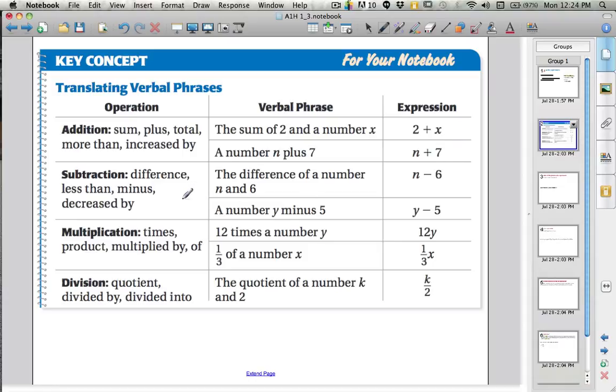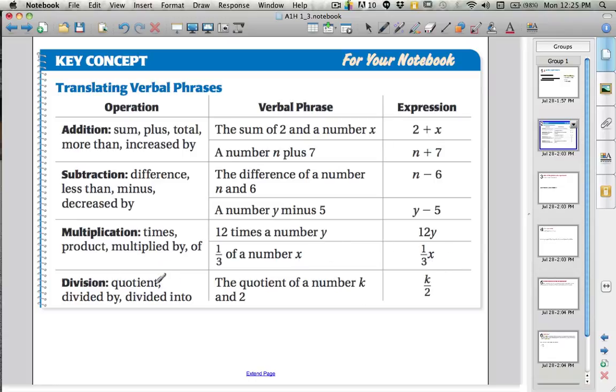When we're talking subtraction, the vocabulary would be difference, less than, minus, decreased by. So the difference of a number n and 6 is going to be n minus 6. A number y minus 5 becomes y minus 5. The vocabulary with multiplication would be times, product, multiplied by, of, like 12 of something. So 12 times a number y becomes 12y. 1/3 of a number x becomes 1/3 x.